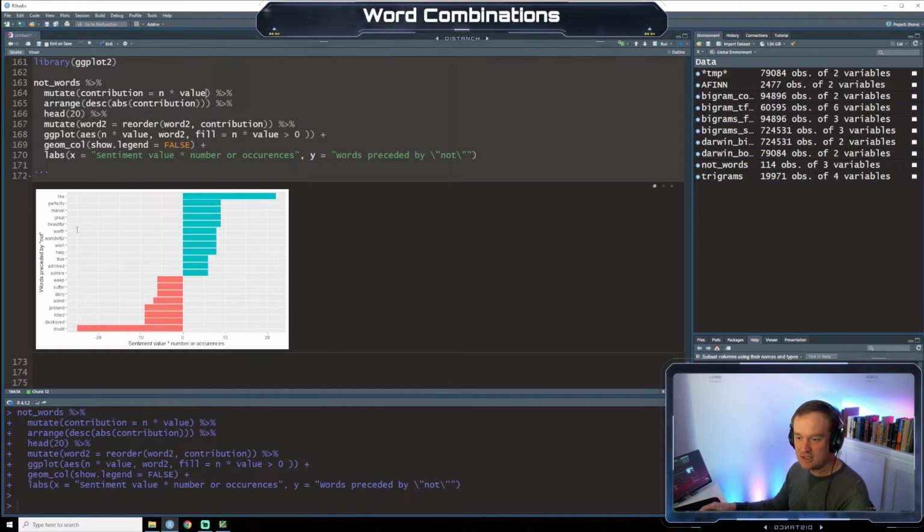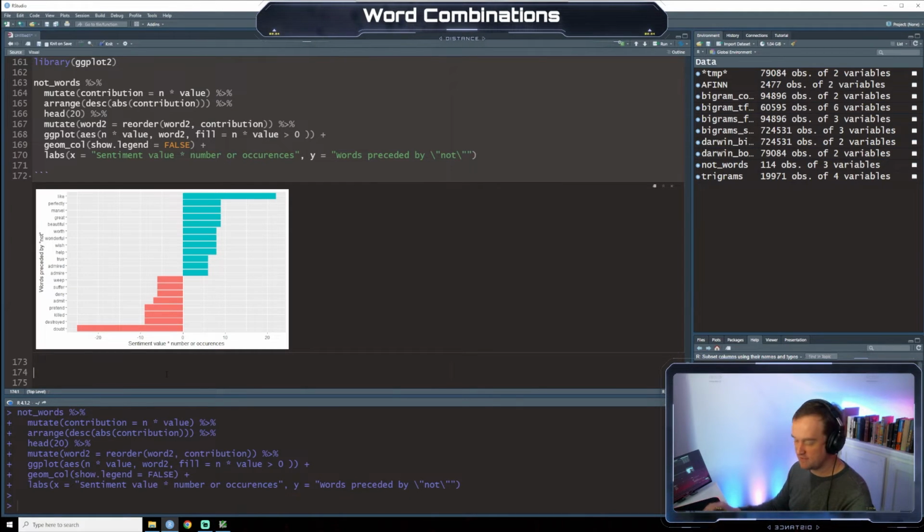All right, so as you can see here, these are the biggest predictors or causes of misidentification, right? So you can see that not like was a score of 20 points in the positive direction when it should really be negative, and not doubt gave us a negative 25 score when it should really be positive, because not flips the meaning of it.